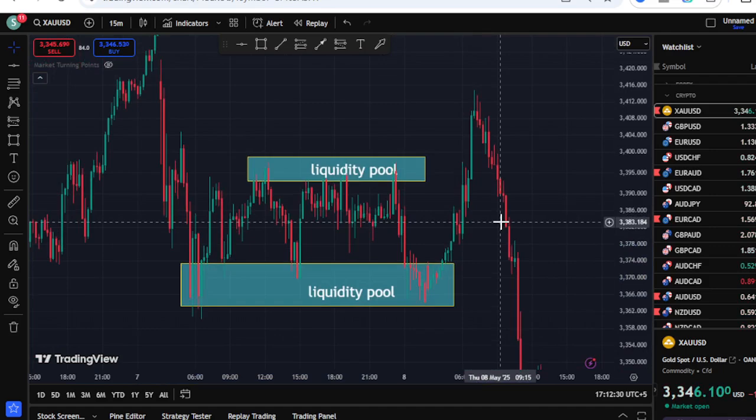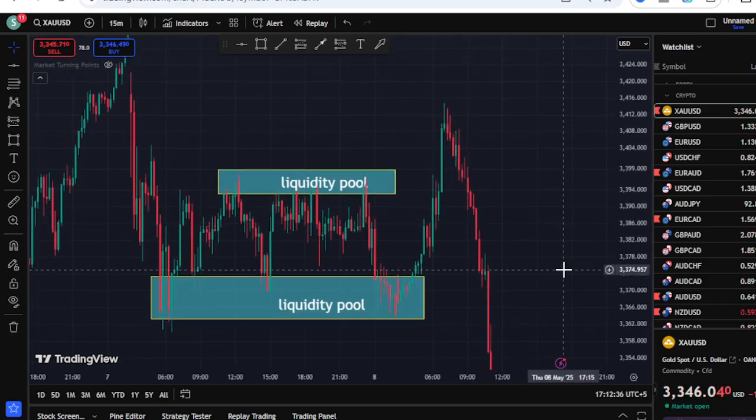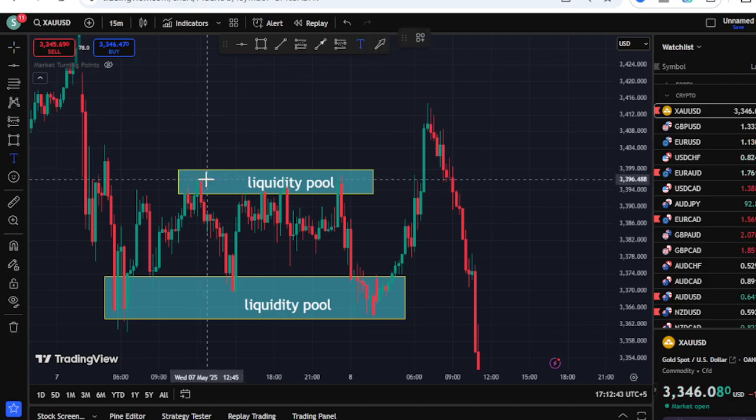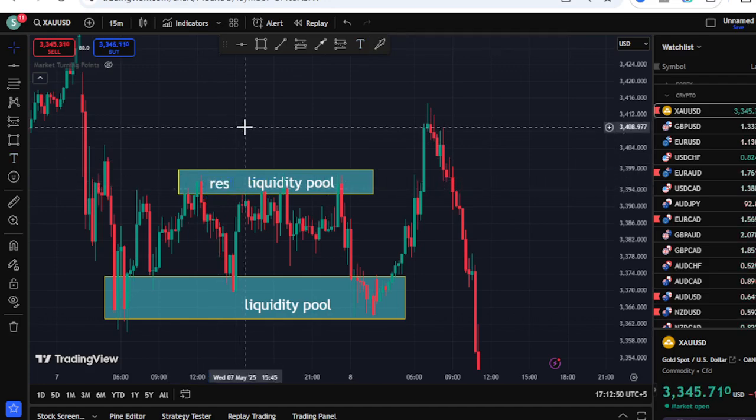Okay, now I'm going to show you the market crack. Just imagine this is the liquidity pool area. So what is this? In other words, this is the resistance. This is the resistance liquidity pool area, because it is for a retail trader, not for the banks.